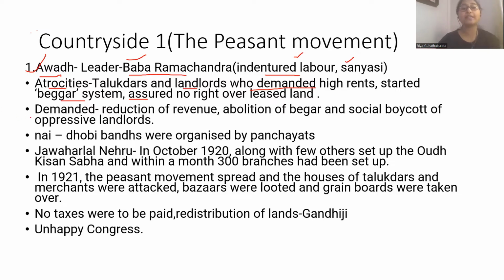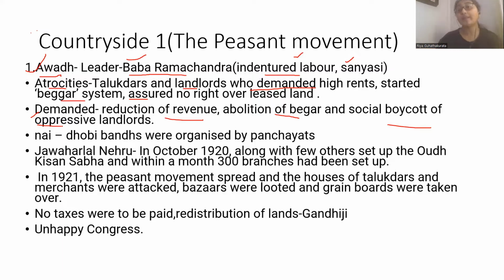Now, what did this peasant movement demand? The second feature talks about the demands. They demanded the reduction of revenue. What is land revenue? For example, a person is doing farming on that land, or a person has set up a shop on that land. Whatever money comes from selling those crops, or from selling products from that shop, some percentage of that money should be provided to the talukdars and landowners as tax. That is called land revenue. They demanded that this revenue should be reduced. Also, abolition of the begar system, and social boycott of the oppressive landlords, meaning there should be full non-cooperation with these landlords.